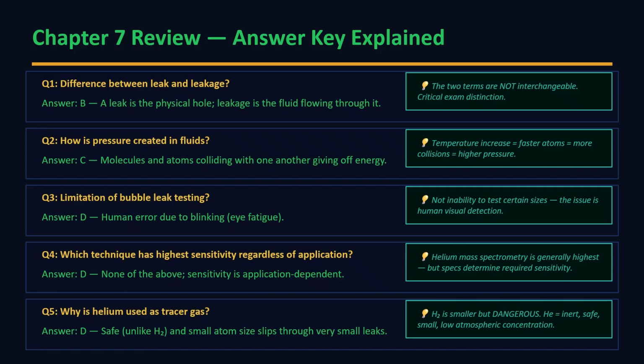Question 2. How is pressure created? Pressure is created by molecular motion. Atoms and molecules continuously collide with surfaces. Those collisions create force. And force acting over area creates pressure. This is fundamental physics. And it directly explains why leak testing works.